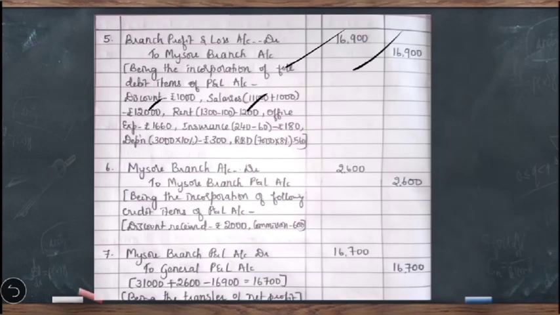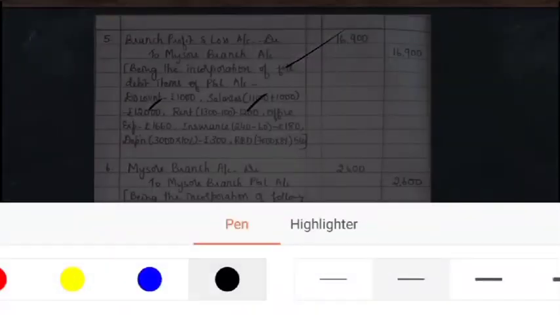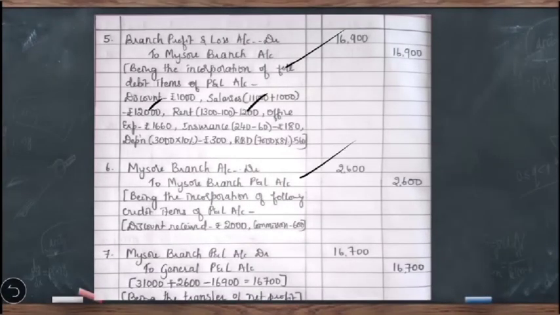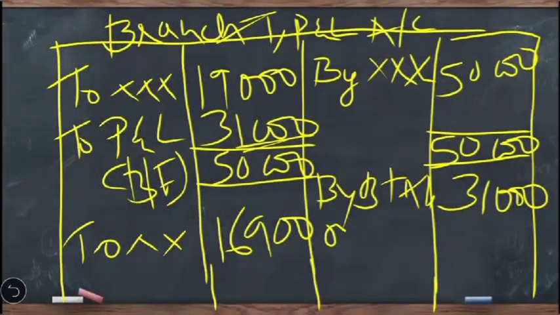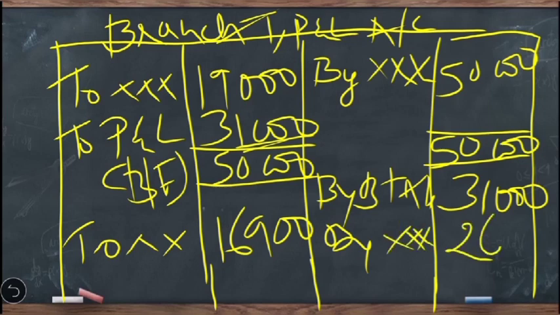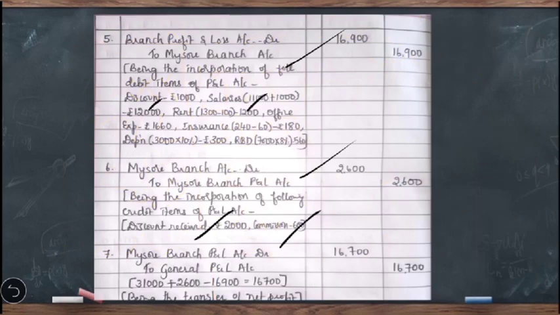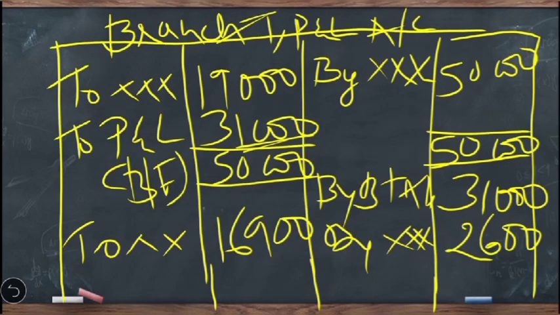I'll show the entry. Here, Mysore branch account debit to Mysore branch profit and loss account. We find two items here, discount received and commission received, together 2,600. So this should appear on the credit side of the branch profit and loss account. Let me make the entry here: by all the credit items amounting to 2,600.